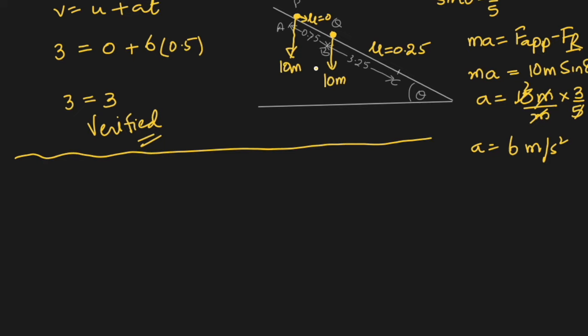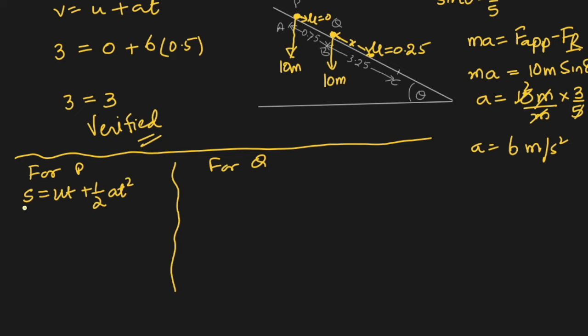Let's say that they collide somewhere here, and from here to here the distance is x. I don't know how much that distance is, but we'll say this is x. So we'll write for P here and for Q here. We'll use the formula s equals ut plus half at squared. How much displacement did P have? It has 0.75 plus x, right? Because they collided here, so it traveled 0.75 extra.